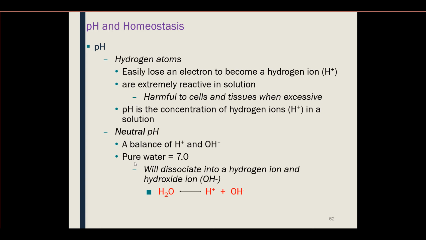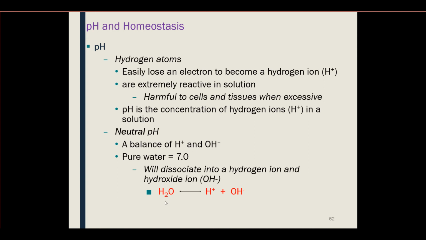So a good example of a chemical that would be neutral would be pure water. Don't worry about the number 7 yet. We'll talk about that in a minute. But pure water has an equal number of hydrogen ions, which makes something acidic, as well as an equal number of hydroxide ions, which makes something alkaline. If these are equal, the solution is neither an acid nor a base.